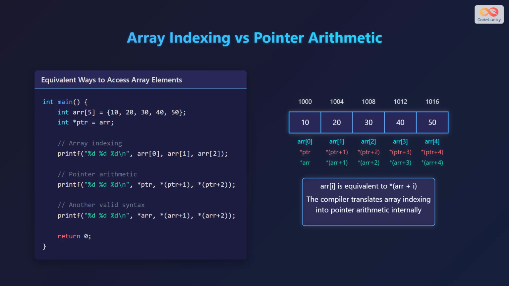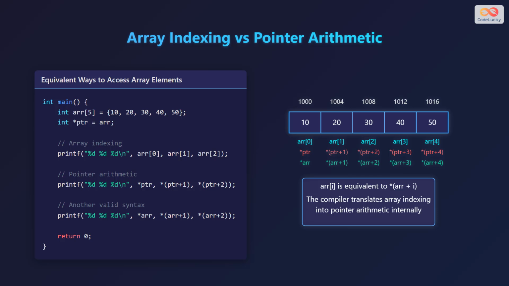The diagram illustrates how array elements are accessed. The top row shows the array arr with values 10, 20, 30, 40, and 50. Below it, arr[0], arr[1], arr[2], arr[3], and arr[4] are shown. Then, *ptr, *(ptr + 1), *(ptr + 2), *(ptr + 3), and *(ptr + 4) are displayed.